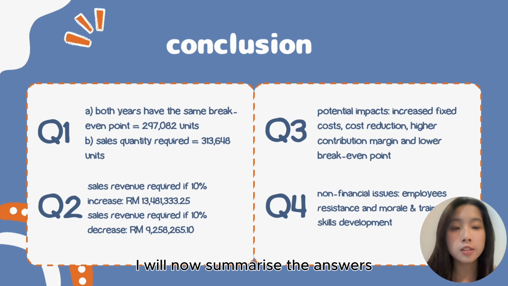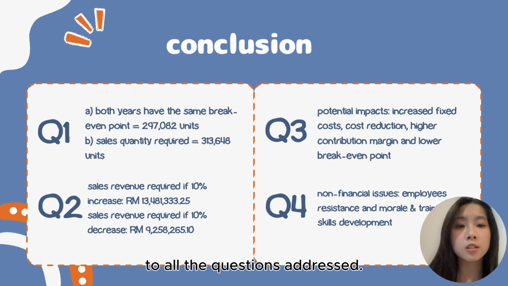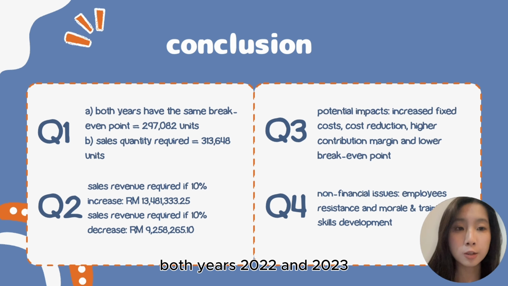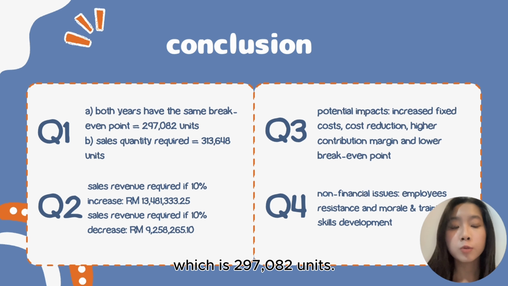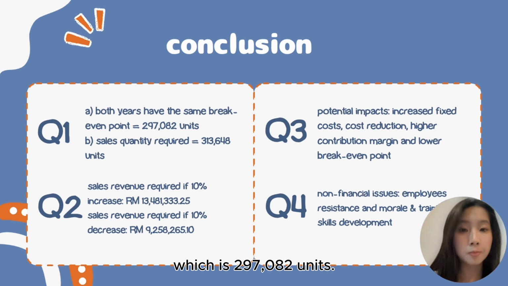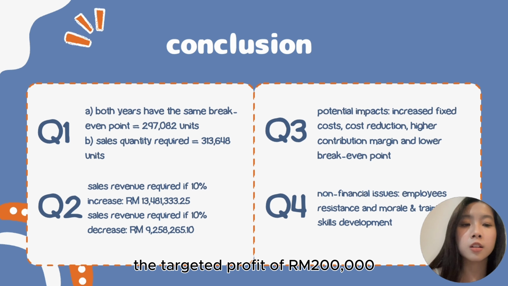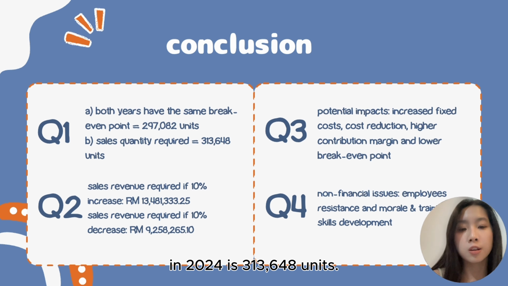I will now summarize the answers to all the questions addressed. For question 1A, both years 2022 and 2023 have the same break-even point, which is 297,082 units. And for 1B, the sales quantity required to achieve the targeted profit of RM200,000 in 2024 is 313,668 units.